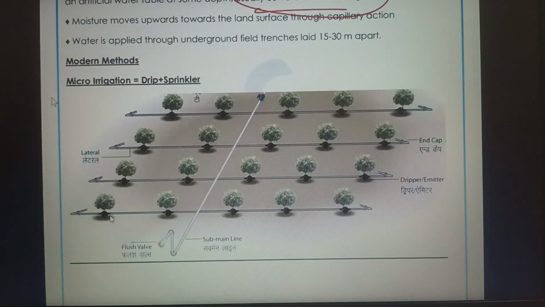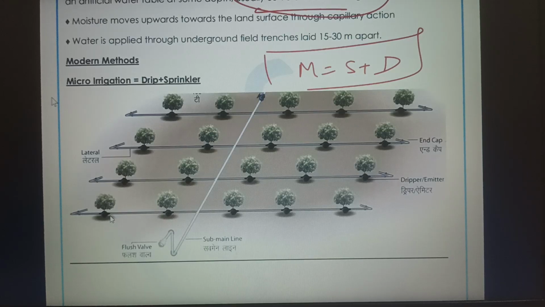Now coming on to the next, the modern methods of irrigation, that is important: the drip and the sprinkler. Whenever we use the term micro irrigation, M is equal to S plus D, that is Mahendra Singh Dhoni, that is equal to drip plus sprinkler or sprinkler plus drip, whatever you would like to say. So whenever we will be writing an answer about micro irrigation, always try to represent your answer in this arithmetic form to catch the attention of the examiner, that micro irrigation equals drip plus sprinkler. Like that, equation form, arithmetic form you can write. Okay.